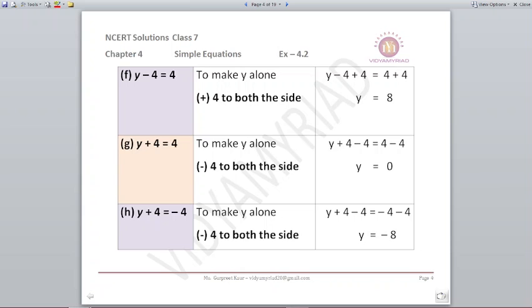y minus 4 is equal to 4. So there is already minus 4. I have to do plus 4 on both the sides. So it becomes y minus 4 plus 4 is equal to 4 plus 4. y is equal to 8.